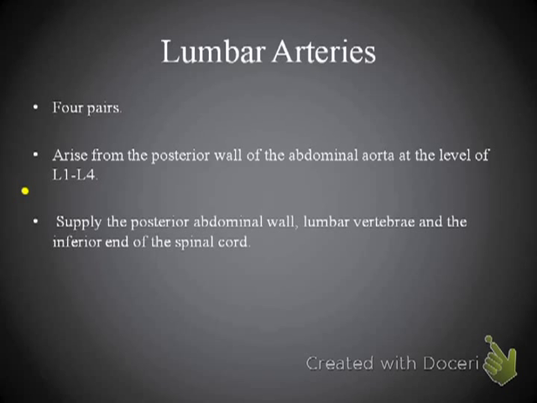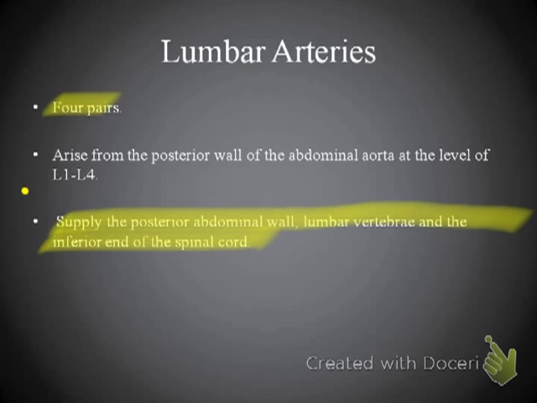The lumbar arteries, as we know, there are 4 pairs, and they arise from the posterior wall of the abdominal aorta at the level of L1 through L4. And the reason it doesn't go to L5 is simply because it bifurcates at L4. It supplies the posterior abdominal wall, lumbar vertebrae, and the inferior end of the spinal cord. So know that there are 4 pairs, and they supply the posterior abdominal wall, lumbar vertebrae, and the inferior end of the spinal cord.